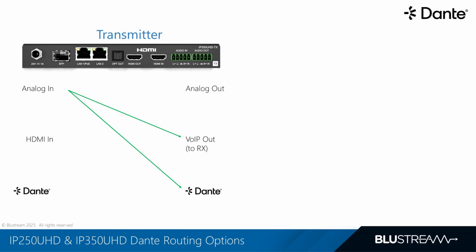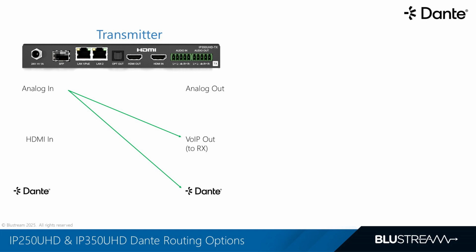So 1, analog audio in via a 5-pin Phoenix connector, allowing for balanced or unbalanced line-level audio to be injected directly from a local source, like a media player, a mixer, or microphone preamp. 2, HDMI audio, that is, embedded audio coming from an HDMI source, which is automatically carried along with the video stream to all receivers in the system. And 3, from a Dante or AES67 input. The IP350 UHD can also receive 2 channels of audio directly from Dante or AES67, integrating smoothly with any existing audio over IP infrastructure.